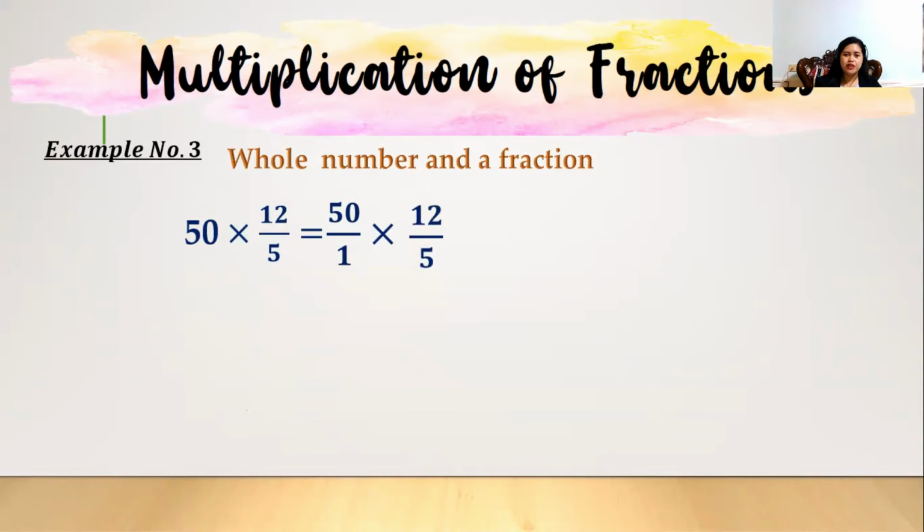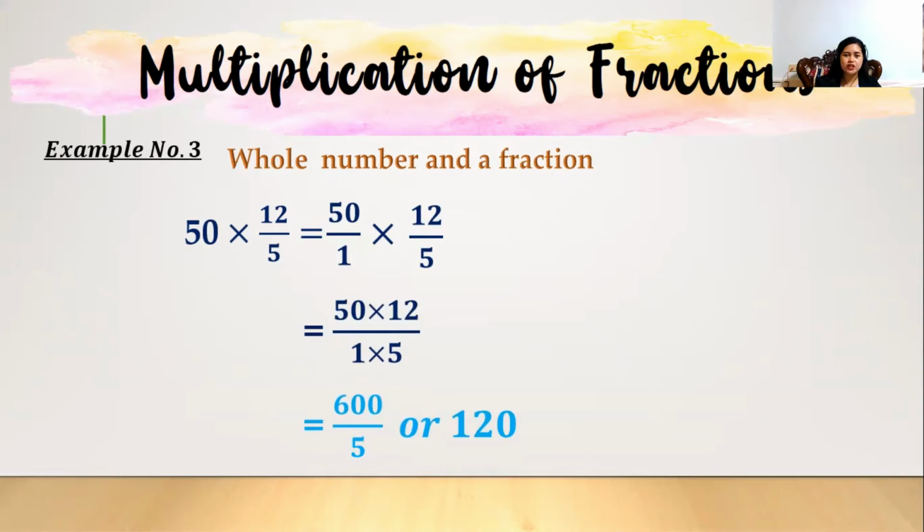Now you can identify the numerator and the denominator of both fractions, so you proceed with multiplication. 50 times 12 is equal to 600, and 1 times 5 is 5. Or if we write it in the lowest form, that would be equal to 120.